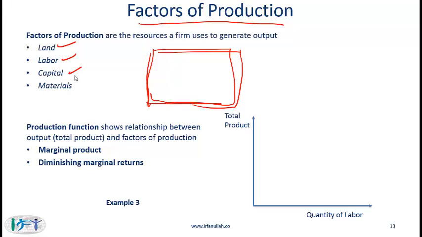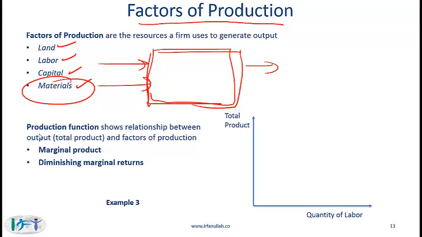Capital. Capital has many meanings. In this context, we refer to physical capital. So the building, the equipment, the machines, the tools, etc., which are used by a business would be capital. And then materials generally refers to raw materials. So when a business produces output, obviously it needs some input, some raw material. That is what we refer to as materials.